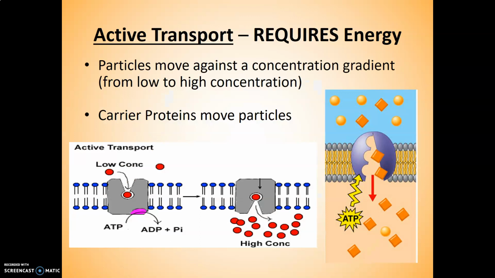We have active transport now, and this is the one that requires energy. It's where particles are going to move against the concentration gradient. Instead of going from high to low concentration, it's going to move against it and go from low to high concentration. In this case, you're going to need carrier proteins to move those particles. And also, if you look here, what is something else that it's going to need? It's ATP, which is a form of energy. You should have learned that in the cellular respiration and photosynthesis unit.